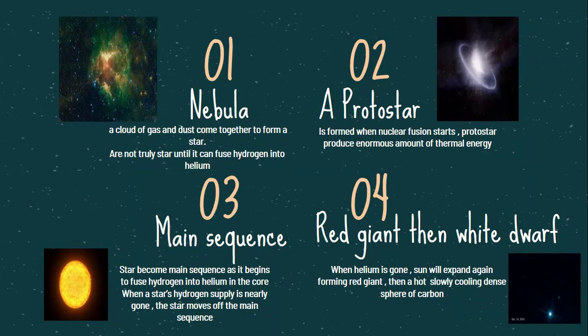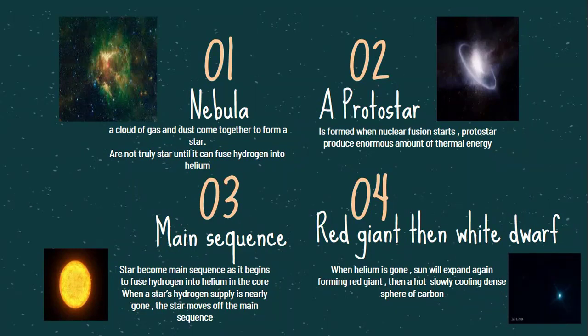The next phase will be the protostar. It is formed when the protostar produces an enormous amount of thermal energy. So in the protostar you have to know that it starts the nuclear fusion and it releases an enormous amount of thermal energy. Then the star will move to the main sequence. The main sequence is the phase that our sun is in now.